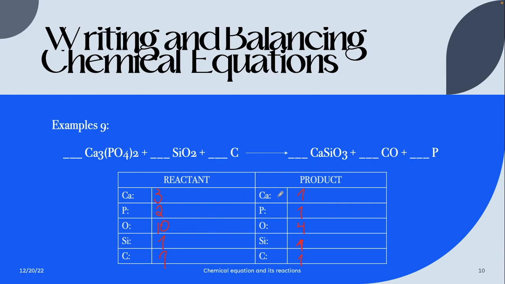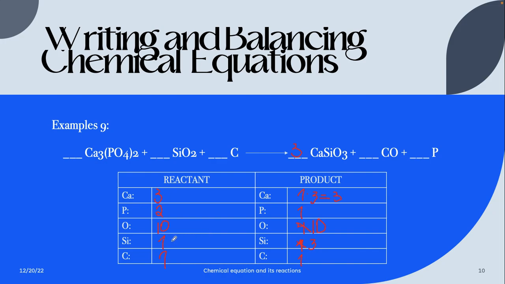So let's multiply the calcium by 3. So now we have 3 calciums. We're going to put the 3 up here, and that changes things. Where we'll no longer have 1 silicon, but 3. And we will no longer have 4 oxygens, but 3 and 3, 9, 1, 10. So we'll have 10 oxygens. Very well.